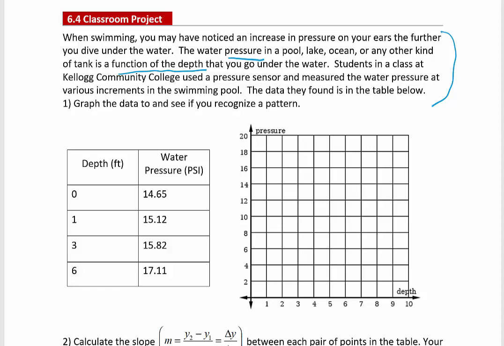So students at KCC measured the pressure as they went down in depth. We used to have a swimming pool at KCC, and they did this. So atmospheric pressure, meaning zero depth, we're not under the water at all, is 14.65, and notice they're given in PSI, which is pressure per square inch. If we go down 1 foot, the pressure is 15.12 PSI. 3 feet, 15.82. 6 feet, 17.11.